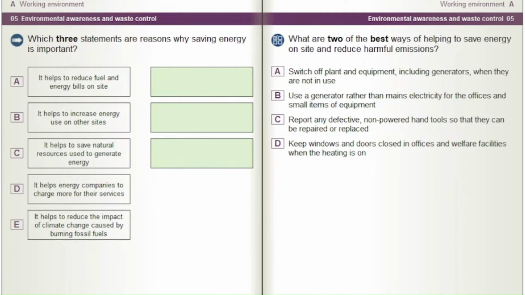Which 3 statements are reasons why saving energy is important? It helps to reduce fuel and energy bills on site. It helps to increase energy use on other sites. It helps to save natural resources used to generate energy. It helps energy companies to charge more for their services. It helps to reduce the impact of climate change caused by burning fossil fuels.